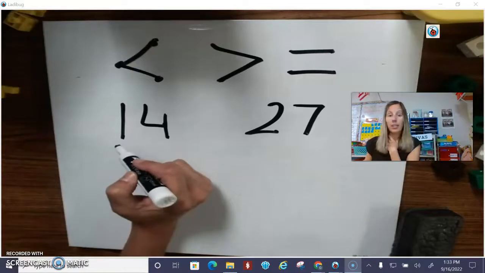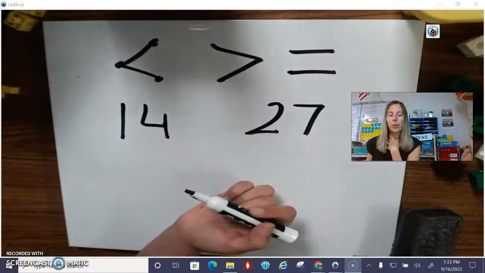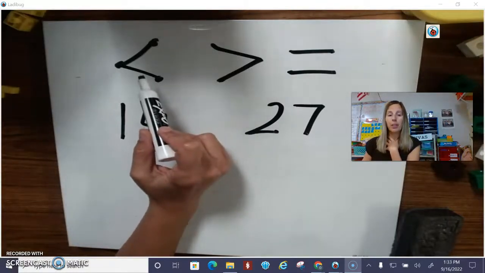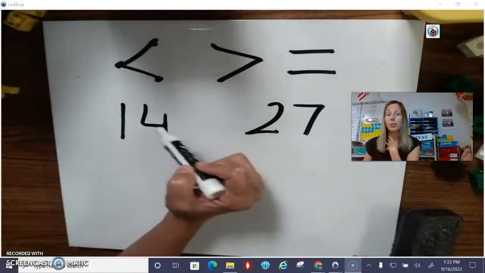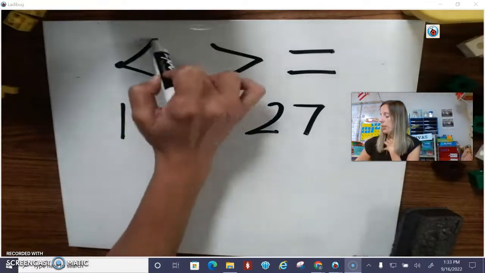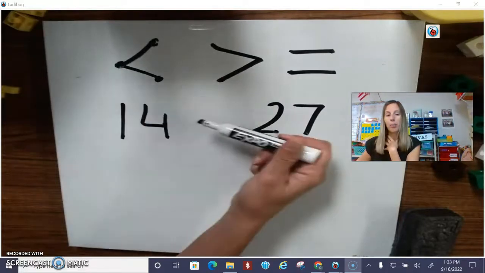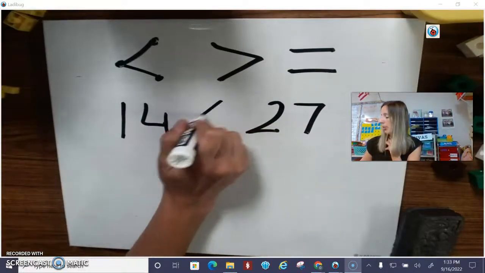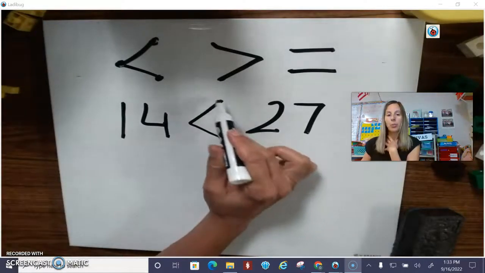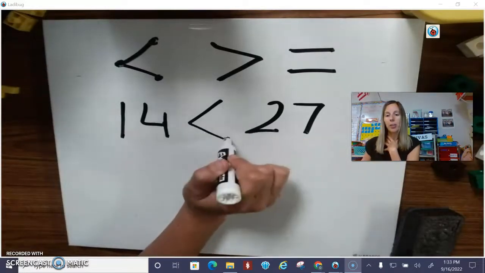And 2 tens is more than 1 ten. So then, which symbol are you going to use? 14 is... you said that 14 is smaller than 27. So we are going to use the symbol that has the small part pointing at that number. So we're going to use the symbol like this, because 27 is bigger, so 27 is going to be near the bigger opening.